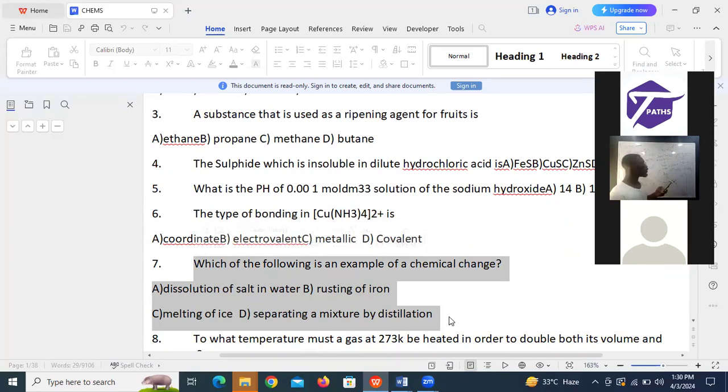Okay, rusting of iron. Rusting of iron is a chemical process, popularly called what? Corrosion. So that is not a physical change. That is actually a chemical change, because you cannot reverse it when iron is rusted. Because that rust, this is actually what is happening there.